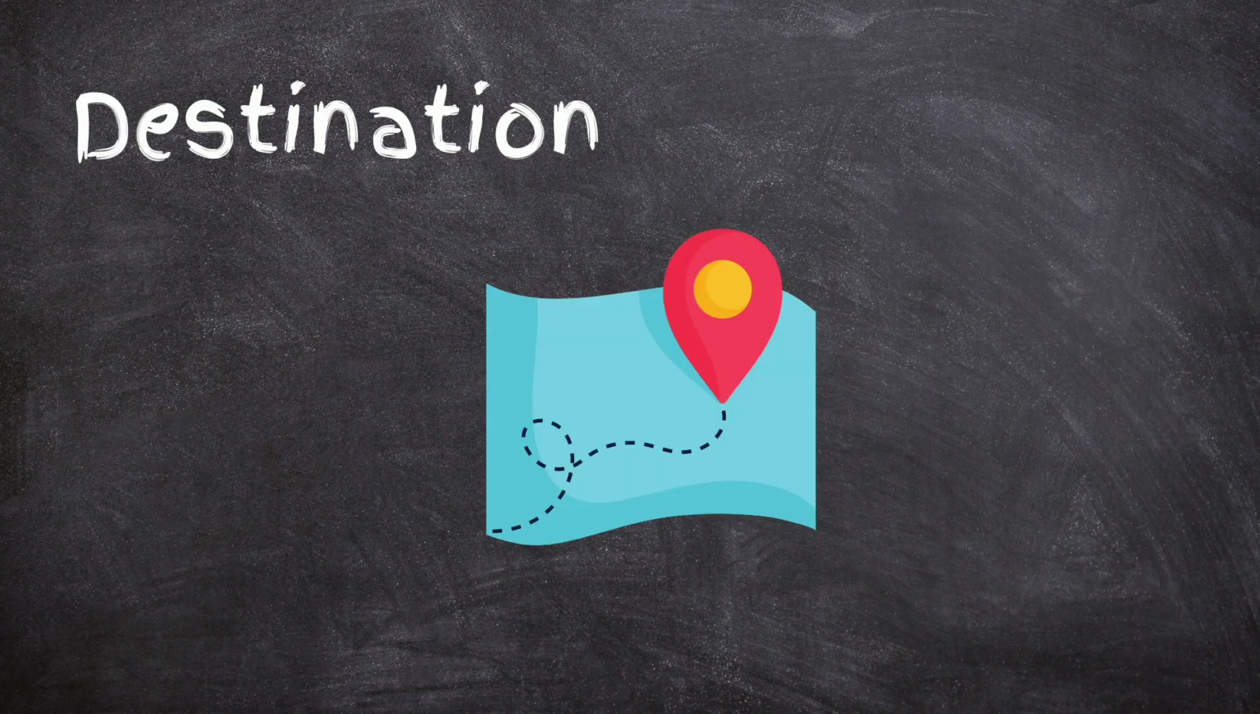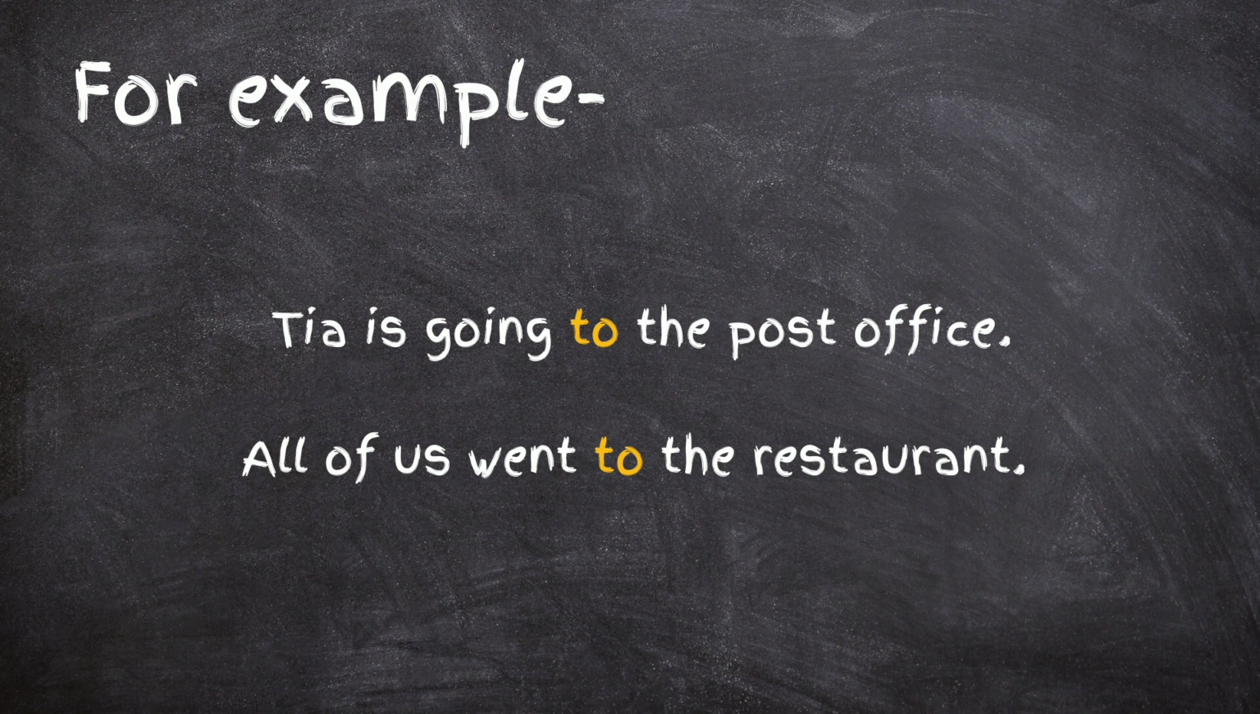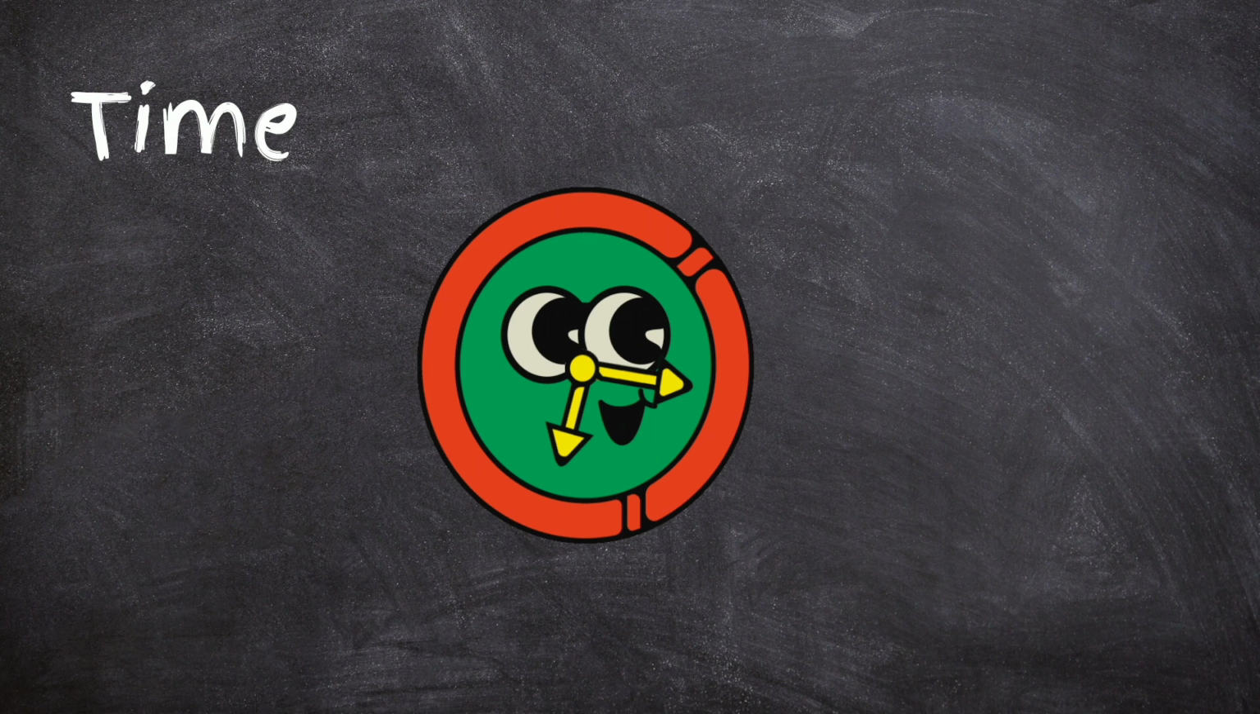First one is destination. We use "to" when we indicate the destination and some kind of movement is involved. For example, Tia is going to the post office. Here, the destination is the post office and Tia is moving towards the post office. All of us went to the restaurant. Here, the destination is the restaurant.